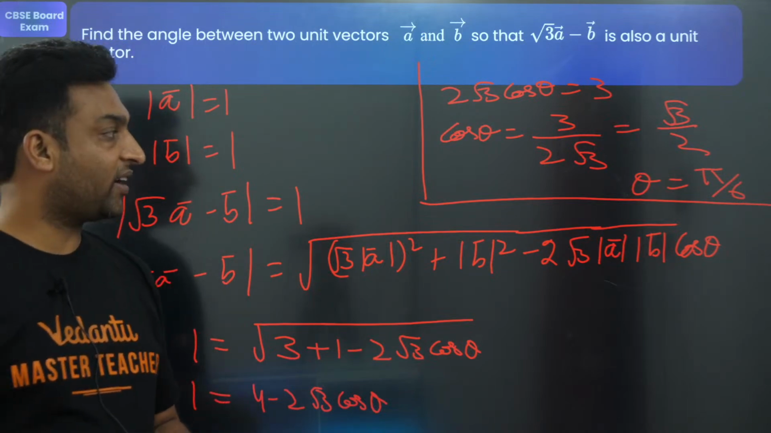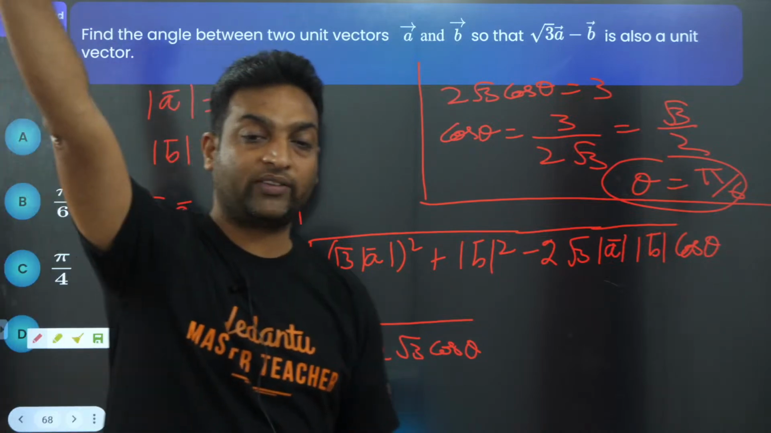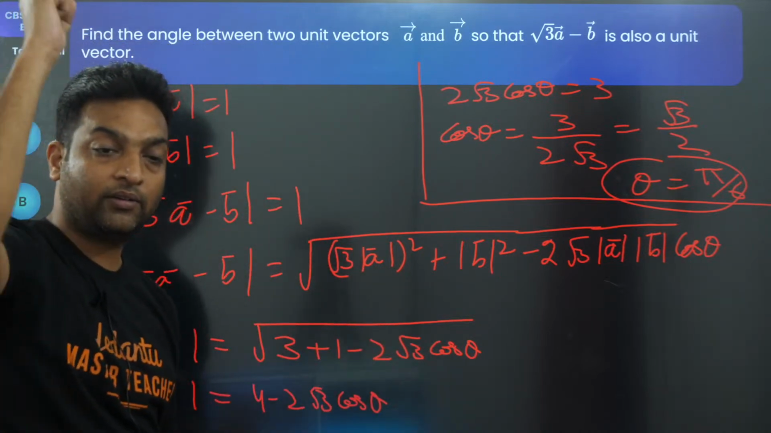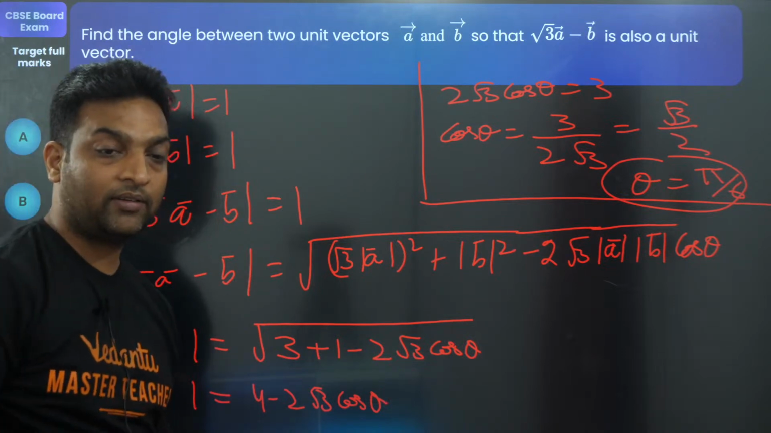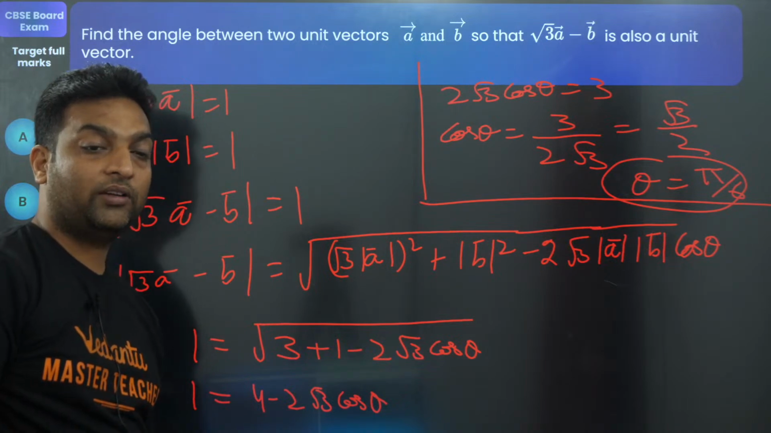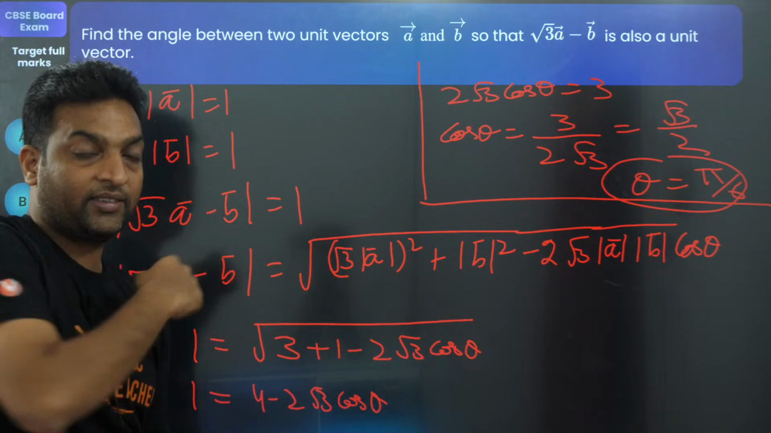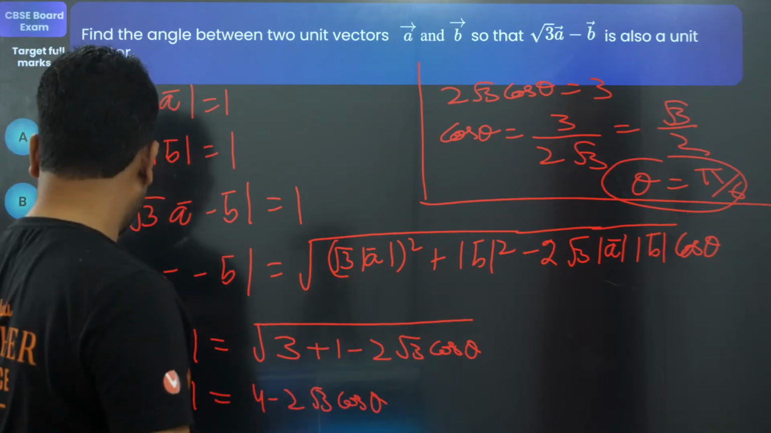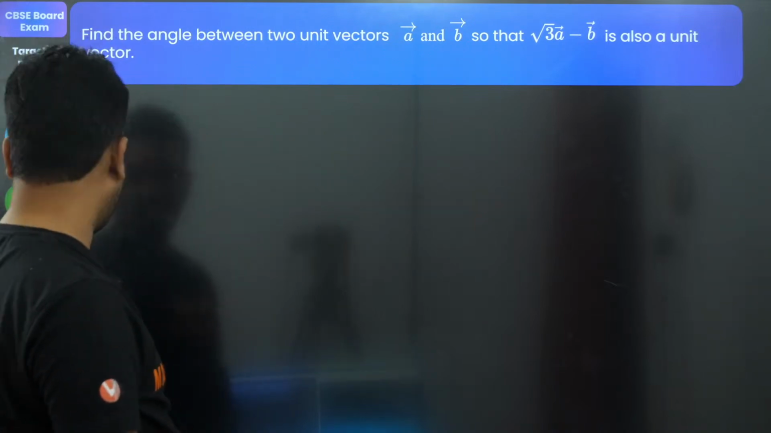Pi by 6 is the correct answer. How many of you could do this question properly and correctly yourself? Raise your hand. Yes, me, right? Me, sir, me, sir, me, sir. Lovely. God bless you. Give a pat on your back. Yes, yes. You are on the right path. Vedantu students are always on the right path. You will do amazingly well.